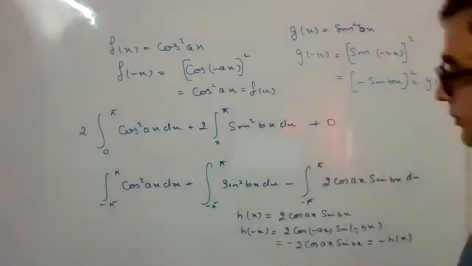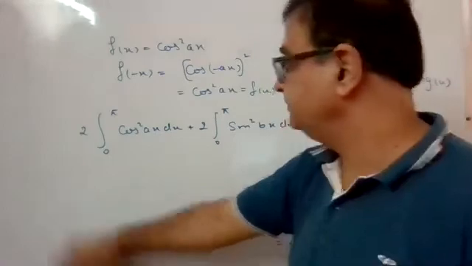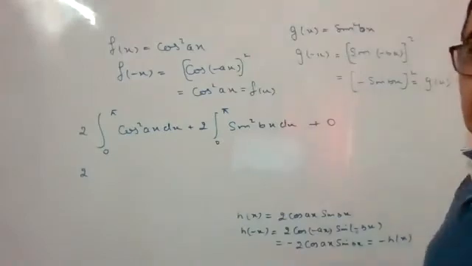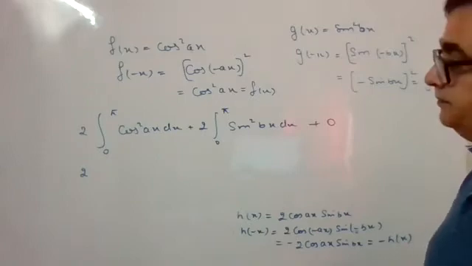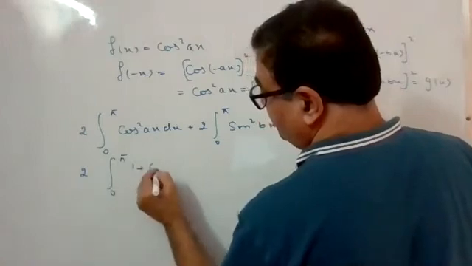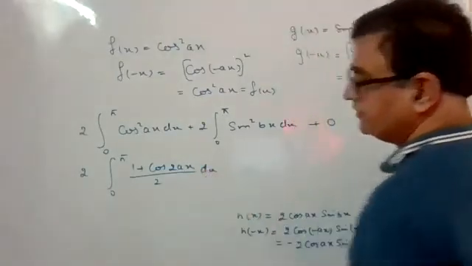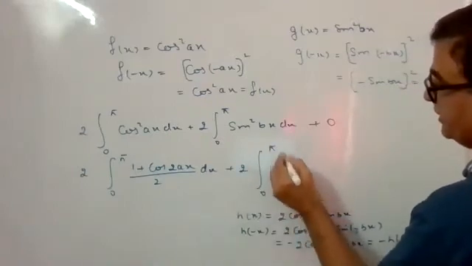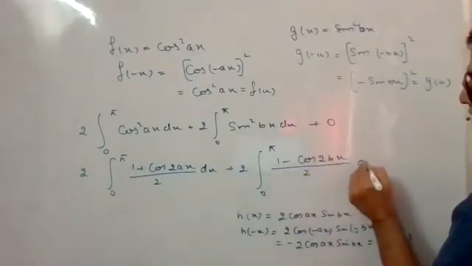And now we have to integrate these two parts only. So how to integrate? Just check. How to integrate this part? Cos square ax. What should I do here? Yes, 1 plus cos 2ax by 2 dx. This is the first part. And the second part is also the same, twice integral 0 to pi, 1 minus cos 2bx by 2 dx.